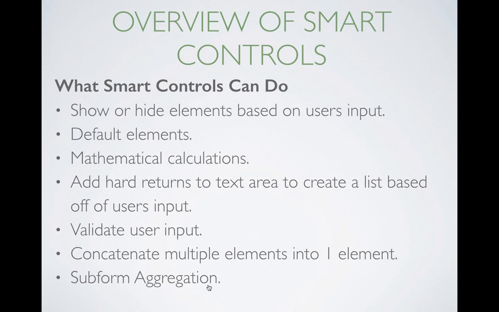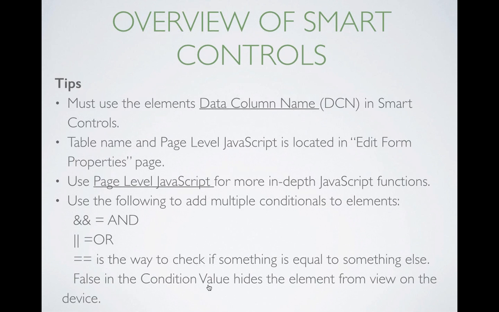So next up, we have the overview of the smart controls. So what can they actually do? Now, the first one is you can show or hide elements based off of a user's input. You can default elements, maybe default an email element to a specific email address. You can add mathematical calculations. You can add hard returns to text areas to create a list based off of the user's input. You can validate the user input, concatenate multiple elements into one element, and finally, subform aggregation.